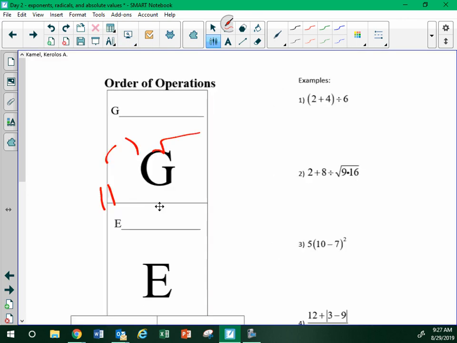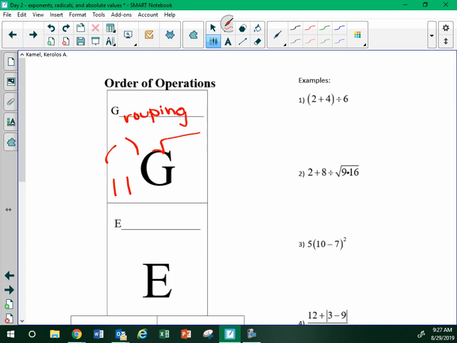So PEMDAS is just parentheses, but in Algebra 1 we have more than just parentheses, right? We have square roots now. We have absolute values. So these are things that group stuff together. So we call it grouping. So for example, number 1, you can see 2 and 4 are grouped together in our parentheses. We have our square root of 9 divided by 16 grouped together.